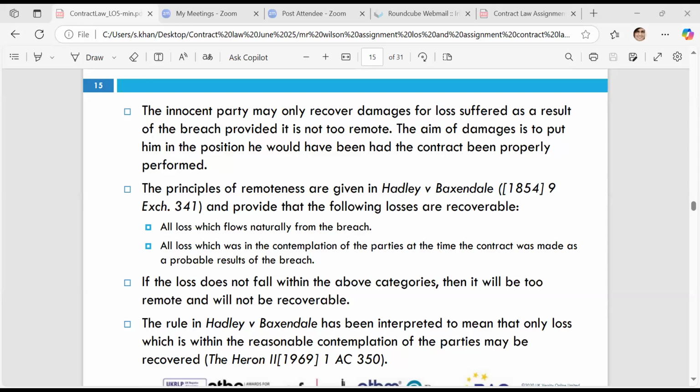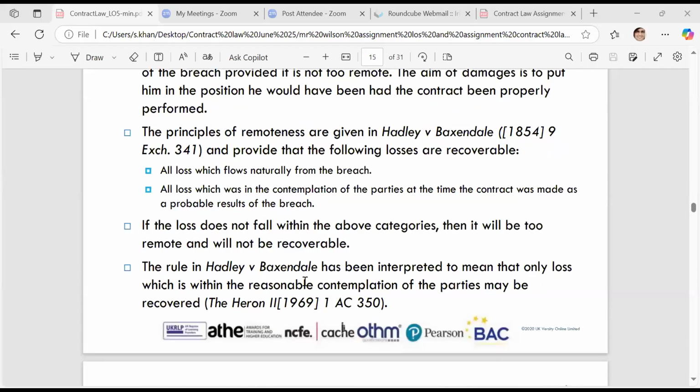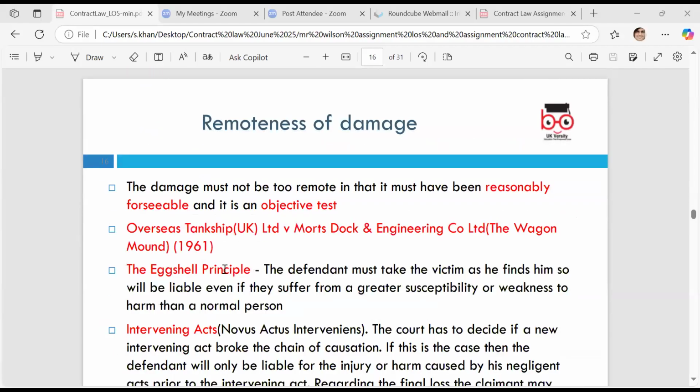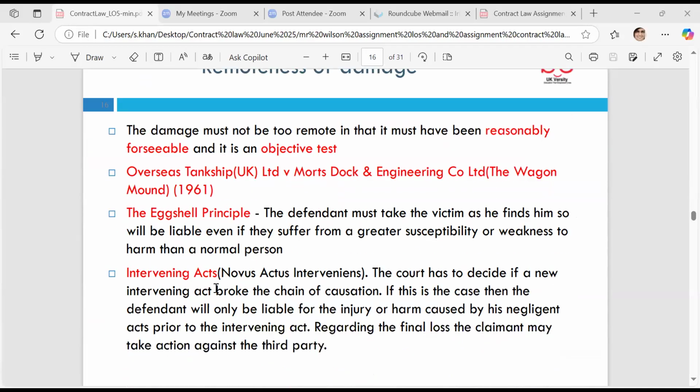So essentially, it determines which losses are too distant or indirect to be considered a consequence of breach and therefore compensatable. And that's the case of Hadley and Baxendale again, 1854. The next slide looks at the element of remoteness of damages, and this damage must not be too remote; it must have been reasonable, foreseeable, and it is an objective test. And the case is the eggshell principle they use in the Overseas Tankship case, and the intervening acts, which is novus actus interveniens.